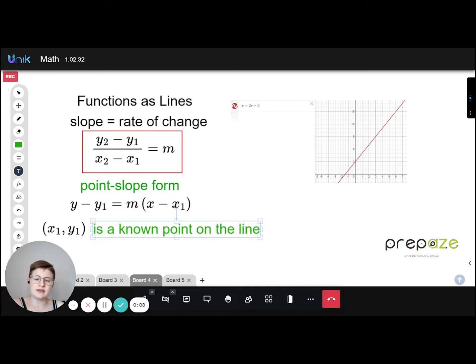Now, last episode we talked about writing equations of lines in what we call slope-intercept form. Slope being that constant rate of change we talked about in episode 5, and b being our y-intercept, or when our graph intersects with the vertical y-axis.